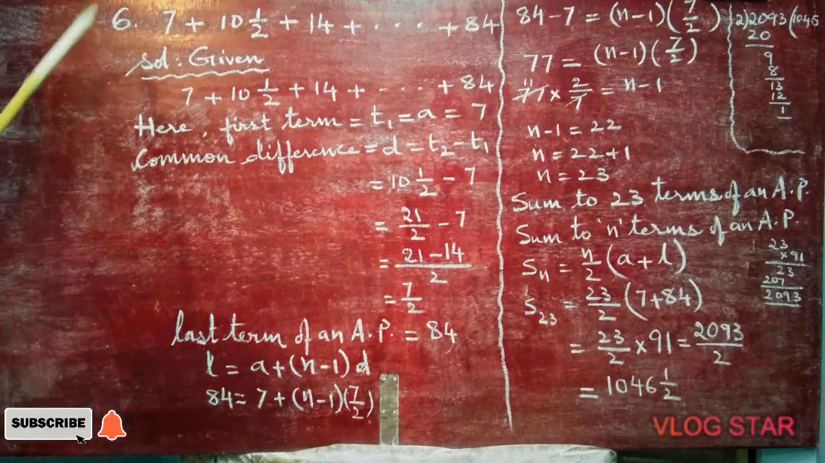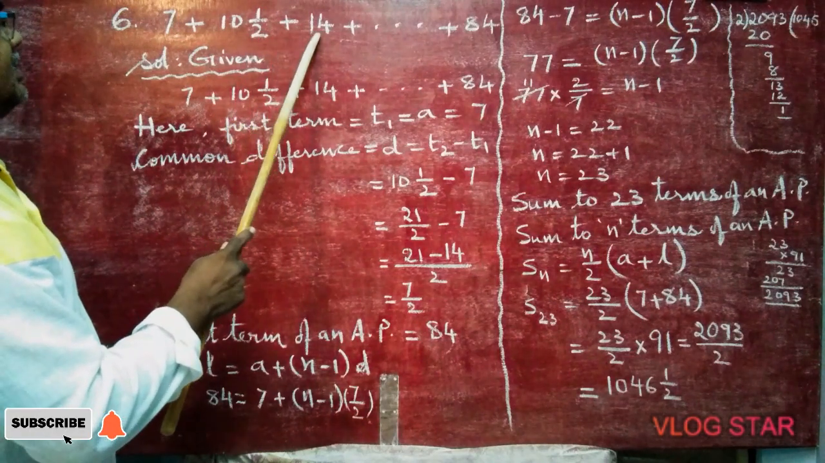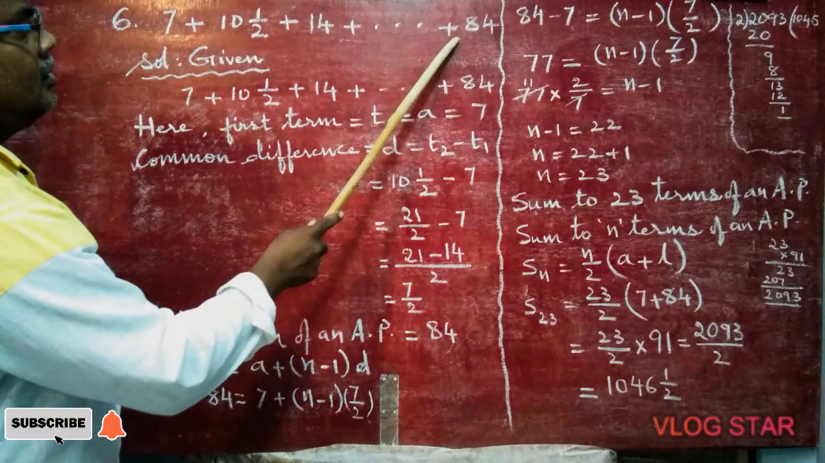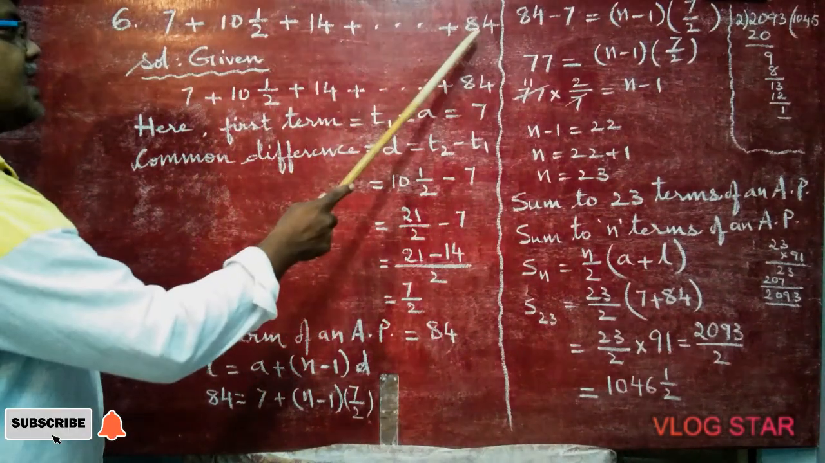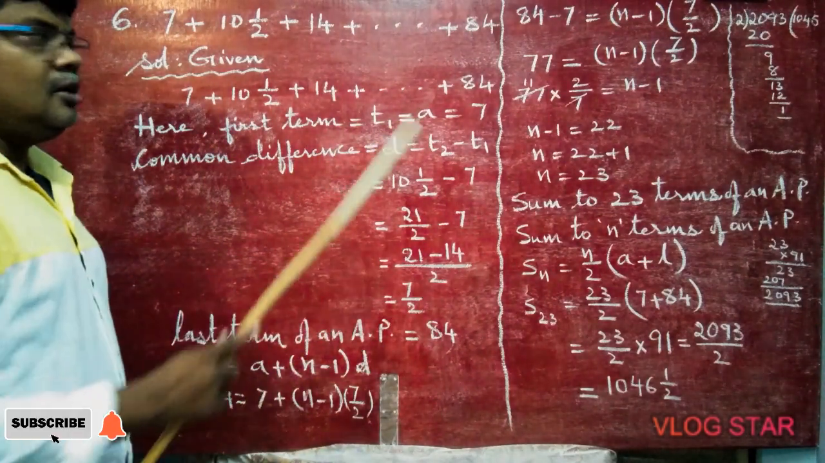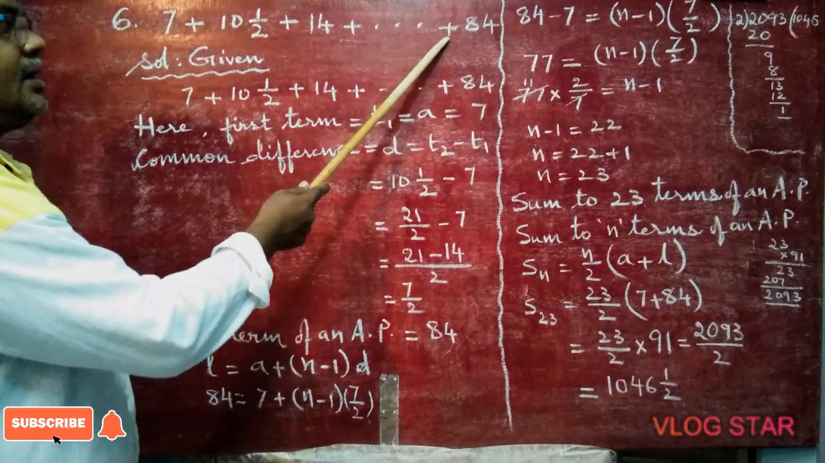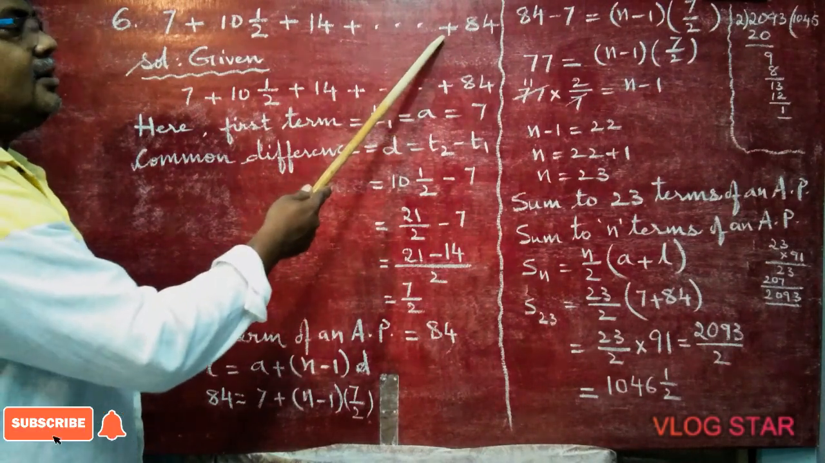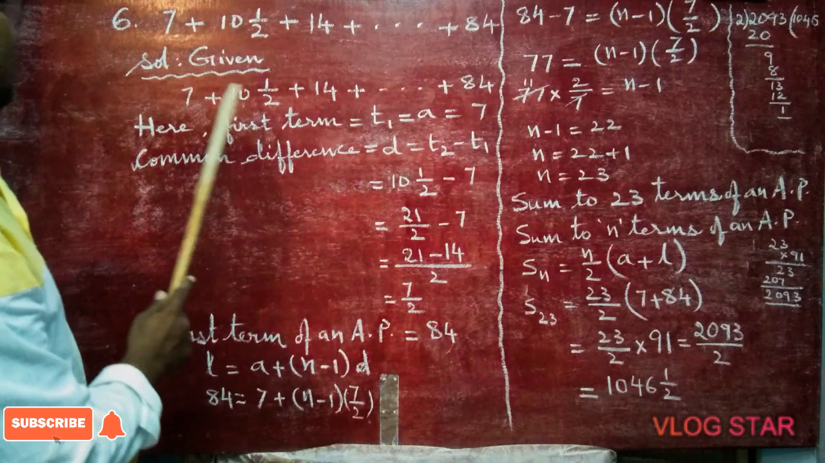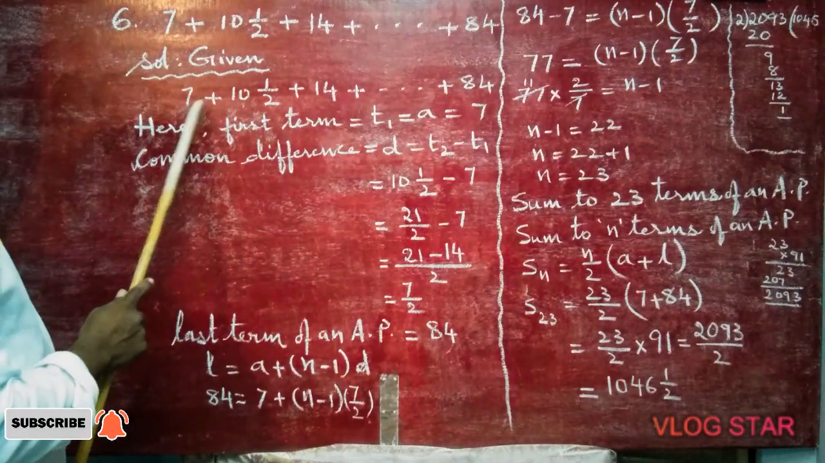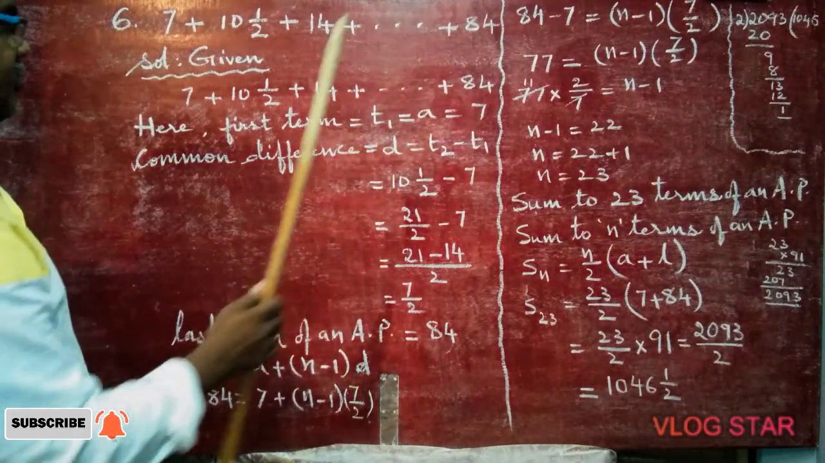Sixth problem. 7 plus 10 and a half plus 14 plus so on plus 84. In this problem they have given the last term. Till now we have done problems with so on 10 terms, so on 19 terms, so on 100 terms, like that. Here they did not give how many terms, they just gave the last term. Solution given: 7 plus 10 1 by 2 plus 14 plus so on plus 84.